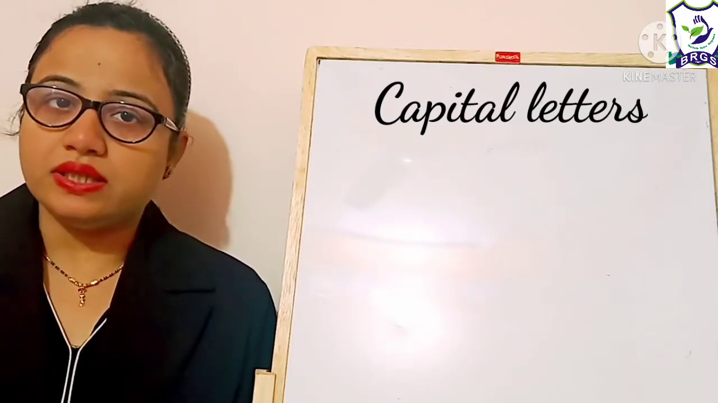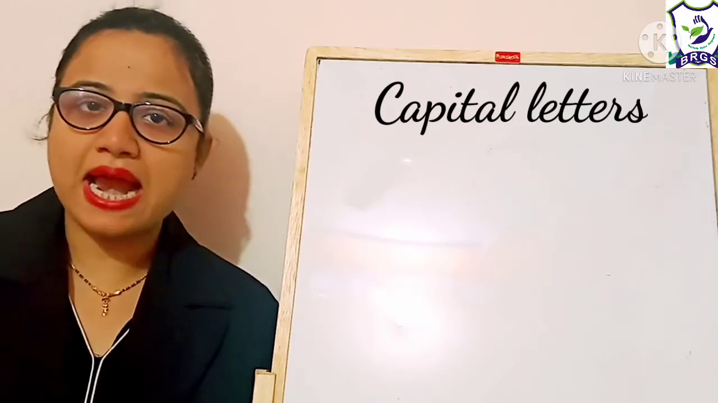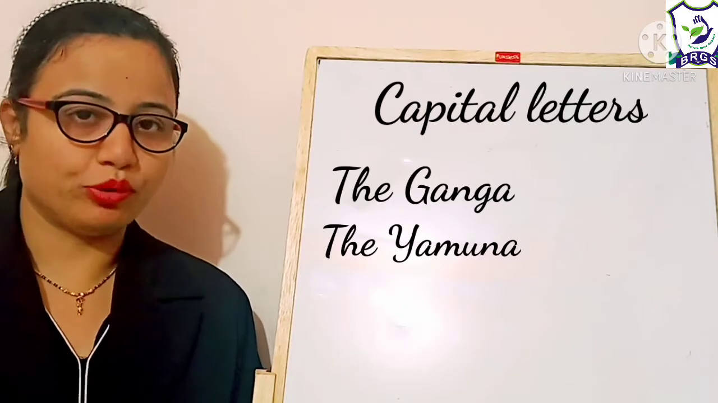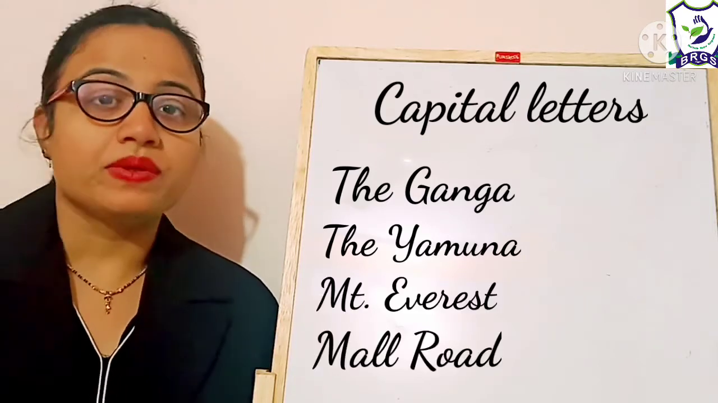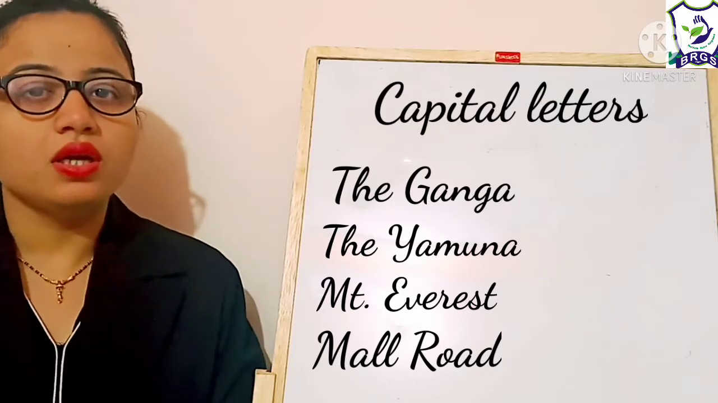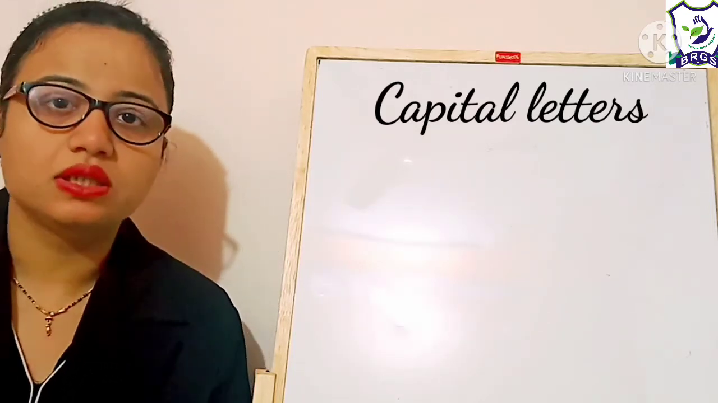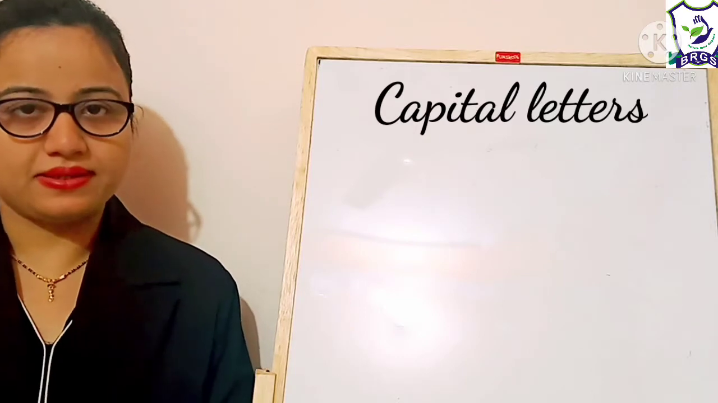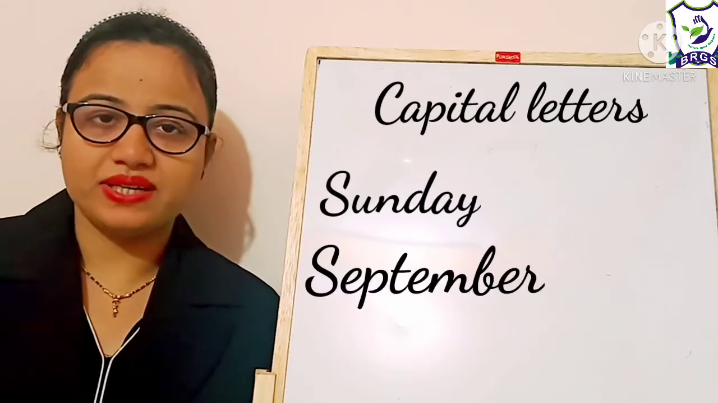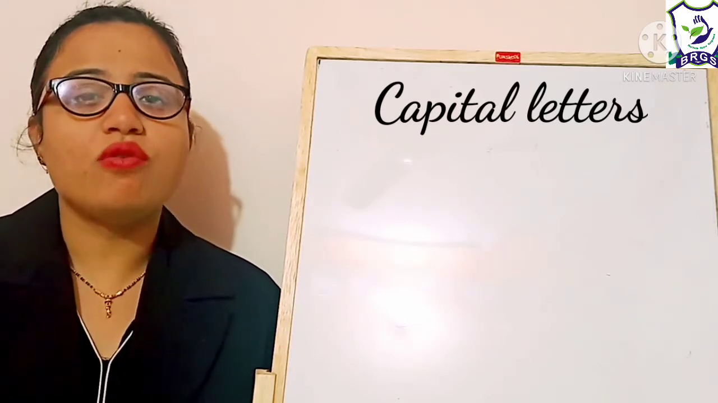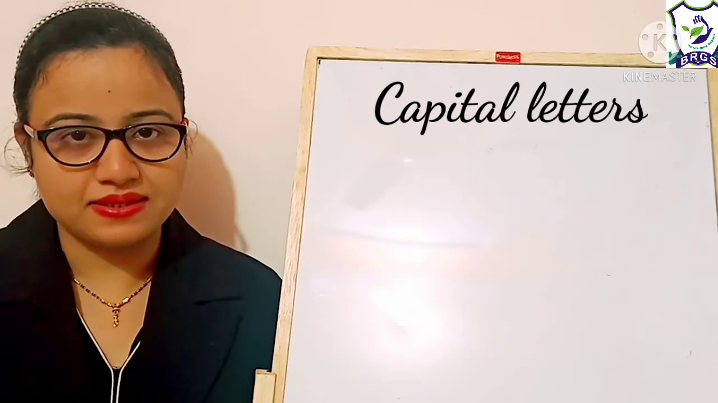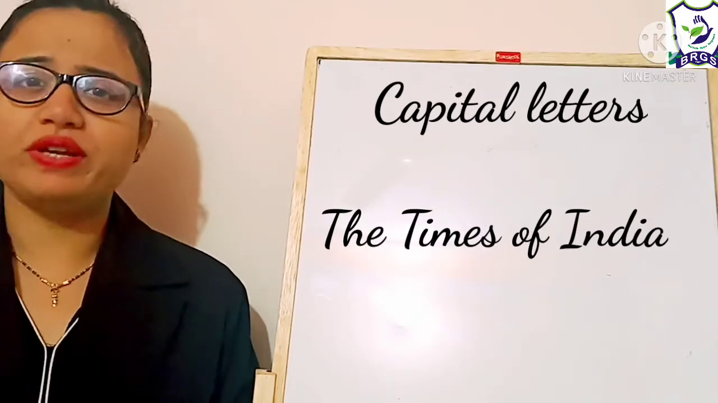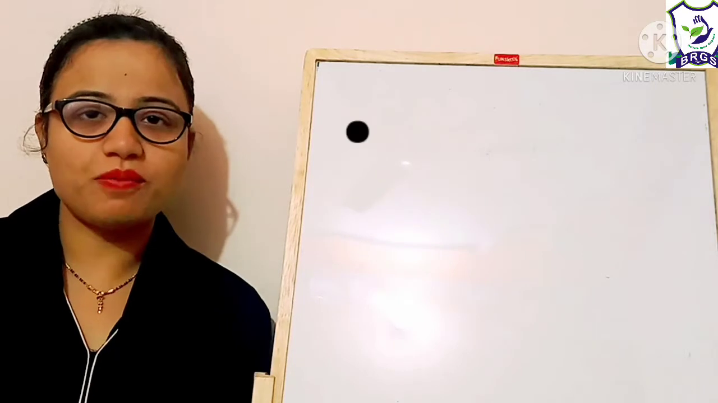Next, names of the rivers, mountains, roads and buildings begin with capital letters like the Ganga, the Yamuna, Mount Everest, Mall Road, the Taj Mahal. Okay, children? These names begin with capital letters. Next, names of the months and days also begin with capital letters like Sunday, September. Right? Next is titles of books, newspapers and magazines also begin with capital letters like the Times of India. Clear, children? Now full stop and question mark.